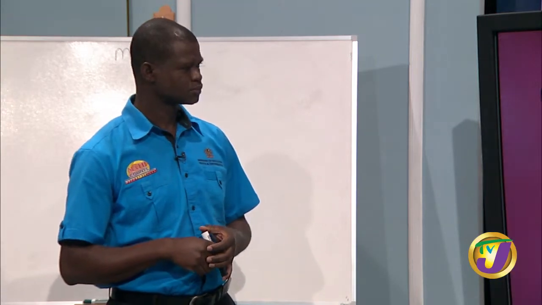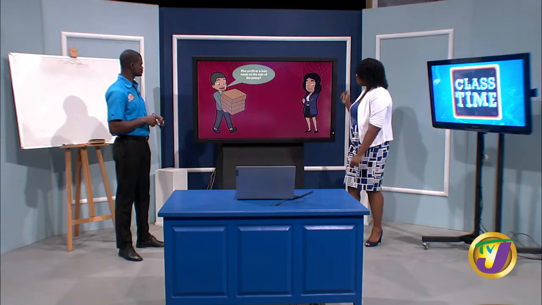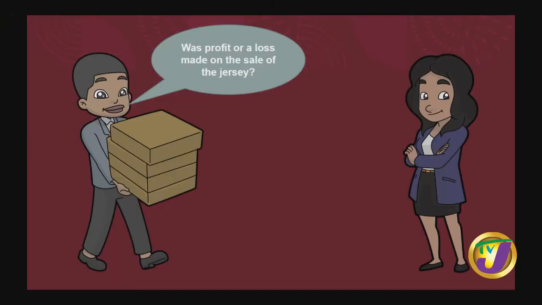All right. So we're going back to Mr. Hilton and Margaret. Mr. Hilton is here asking Margaret, was a profit or loss made on the sale of the jersey? I wonder what Margaret says. Oh, so Margaret is following our lesson. Margaret said that a profit was made. Yes. And then Mr. Hilton is going to ask her how much profit was made.